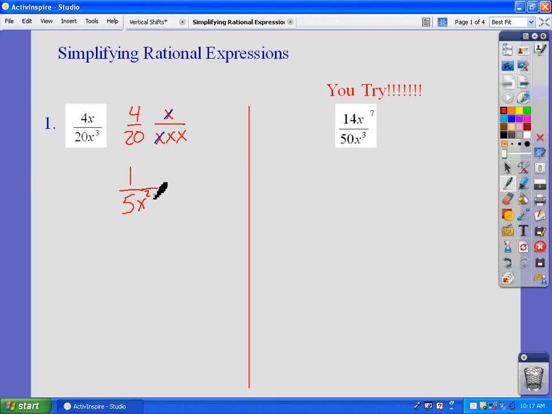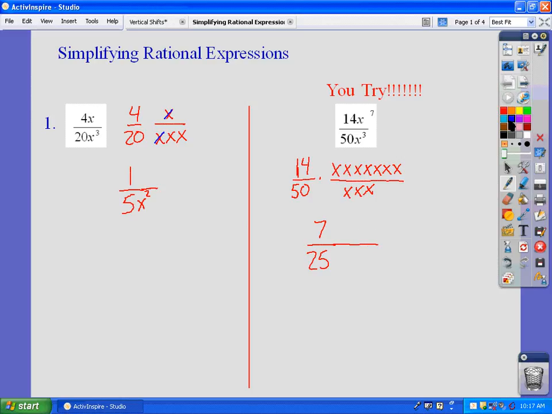I know it says you try over here, but again, this is the video lesson, so I'm going to handle it with you entirely. Again, take the numbers, the coefficients that we have, 14 over 50, and then there are 7 x's across the top, and there are 3 x's across the bottom. So how are we going to reduce 14 over 50? The greatest common factor between those two numbers is 2. So 14 divided by 2 is 7, and 50 divided by 2 is 25.